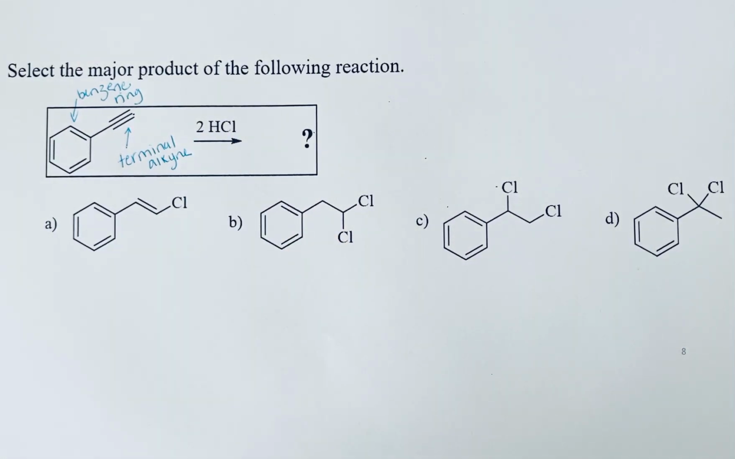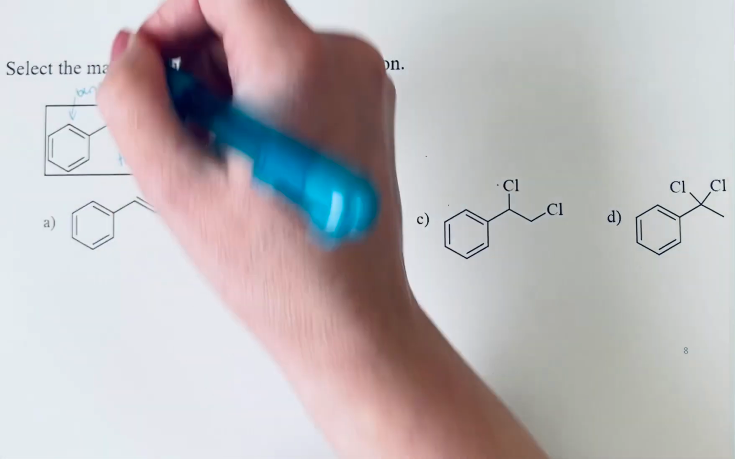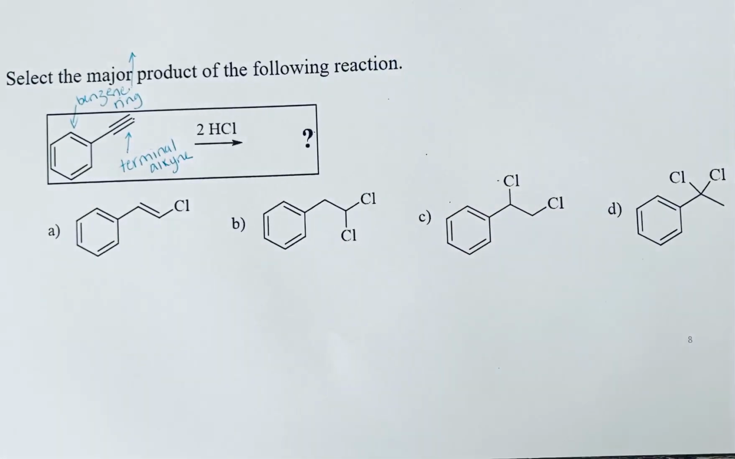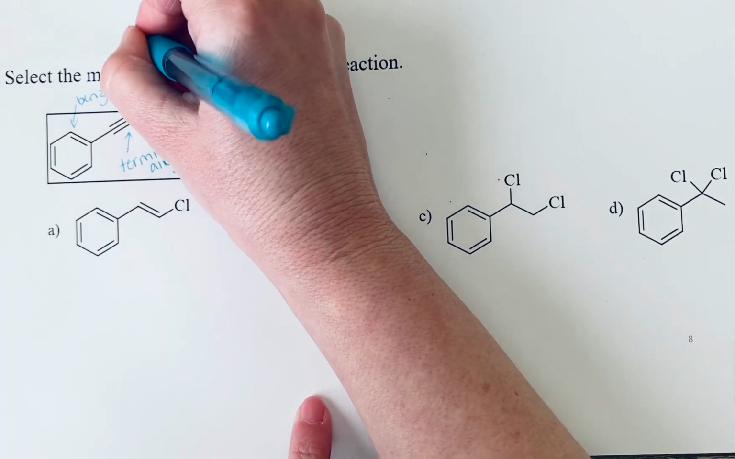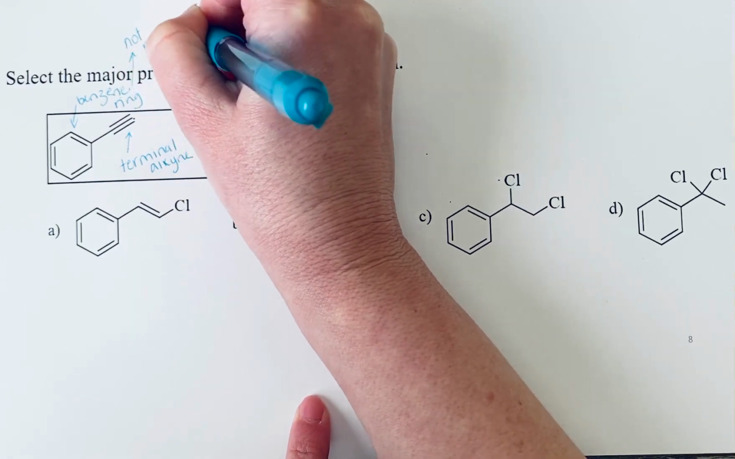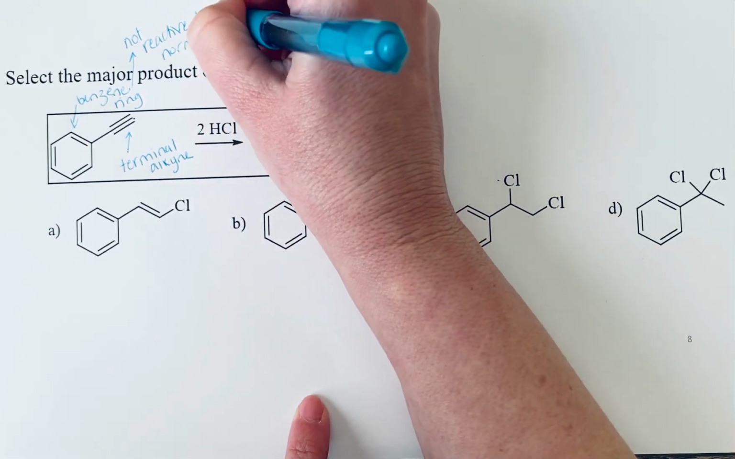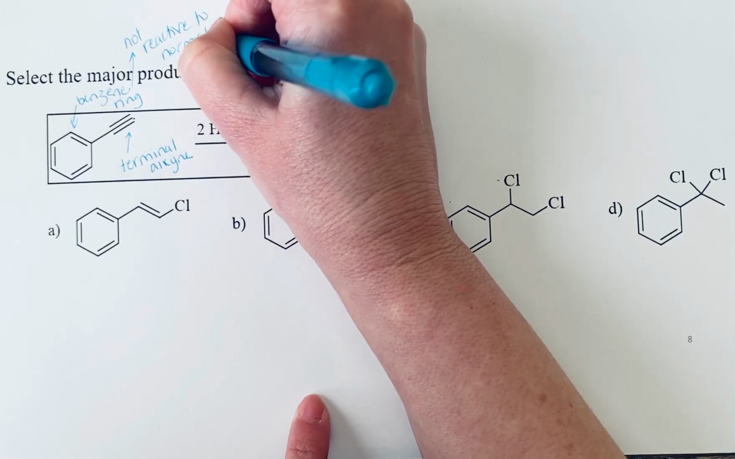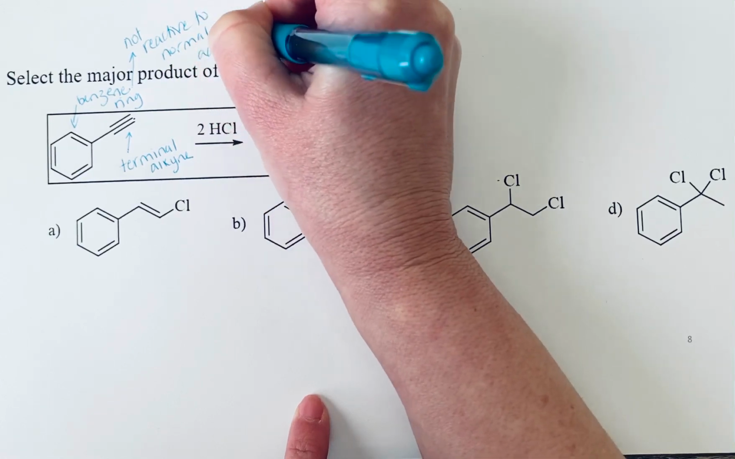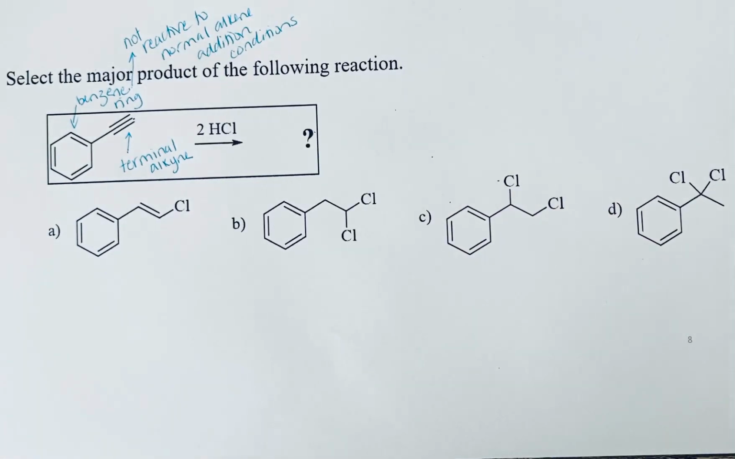So we should first know that the double bonds of the benzene ring are not actually double bonds. We have resonance all around that ring, which means that the benzene does not undergo the same reactions that alkenes and alkynes do. So I will say that the benzene ring is not reactive to normal alkene addition conditions. So we expect that the benzene ring is not going to react.